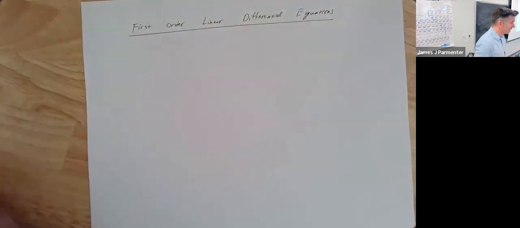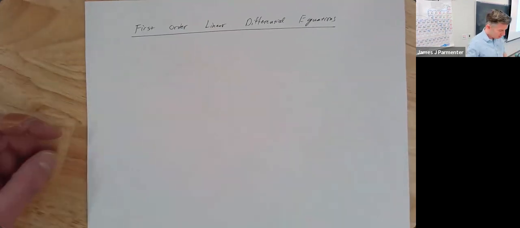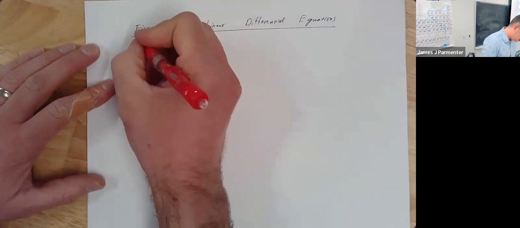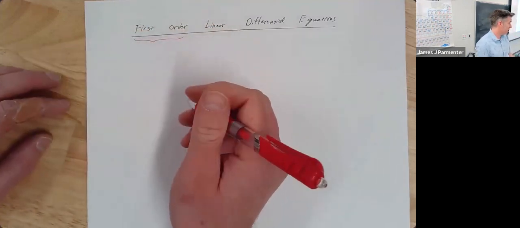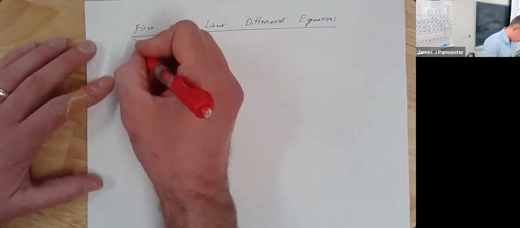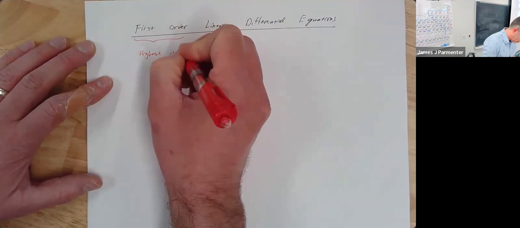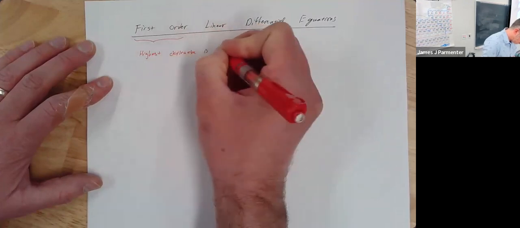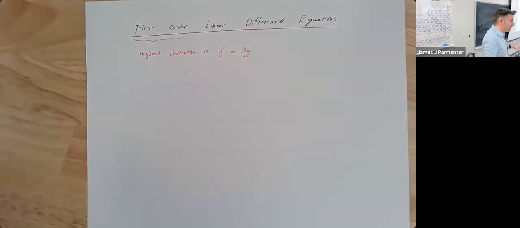When we say first order linear differential equations, we mean a couple things. First order just means that the highest derivative that shows up in a differential equation is the first derivative, like y prime. You don't have any second derivatives or third derivatives or any other higher order derivatives, just first derivatives.